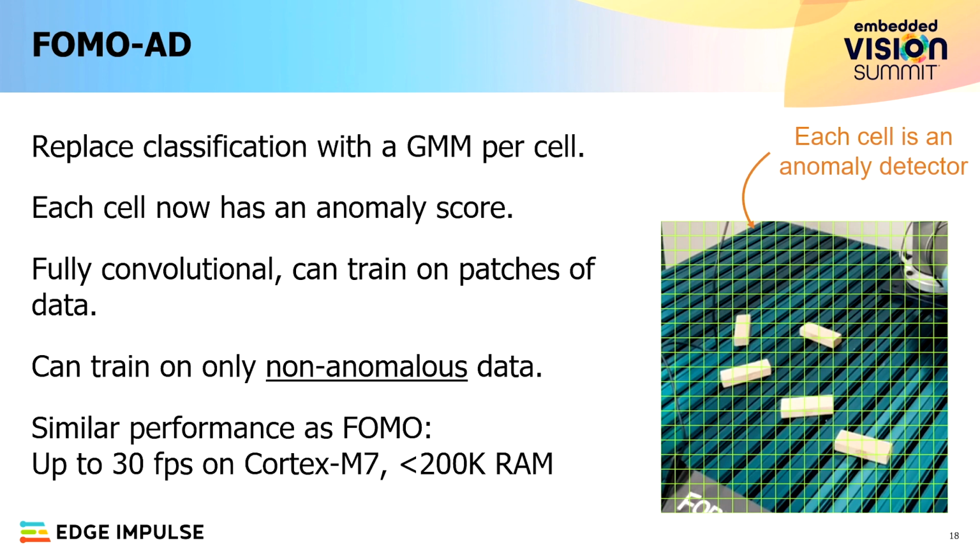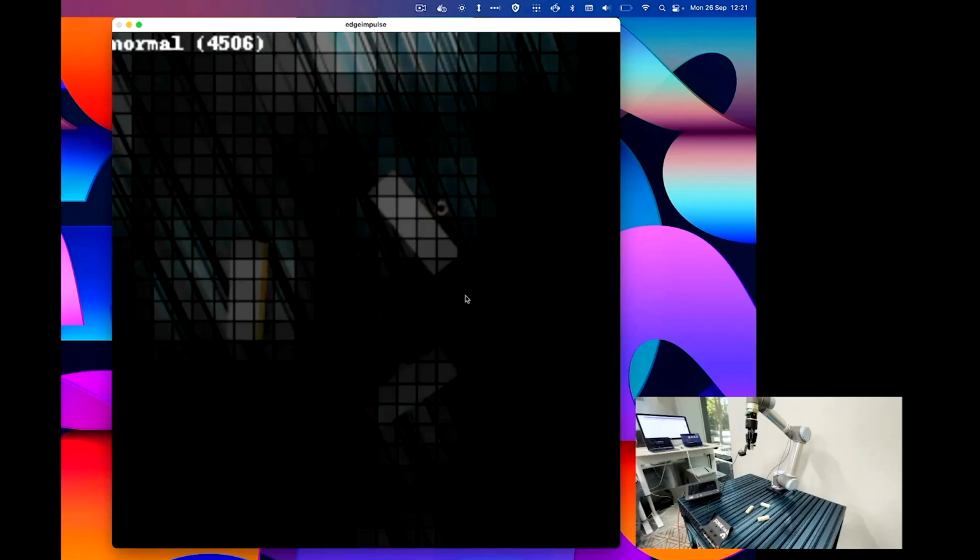And the advantage is that it's incredibly fast. So as I said, faster objects, more objects. That's our object detection algorithm for constrained devices. It actually runs at 30 frames a second on a Cortex M7. Like really, really small, it runs at under 200K of RAM. So our new work on FOMO-AD, the anomaly detection version of this, runs with a similar performance profile, which I think is really awesome.